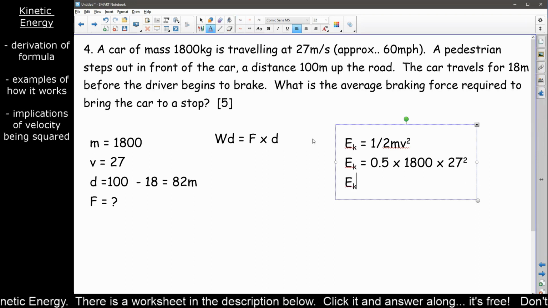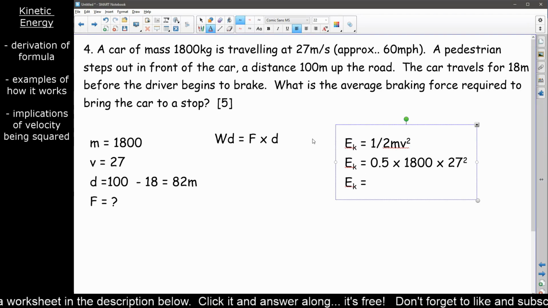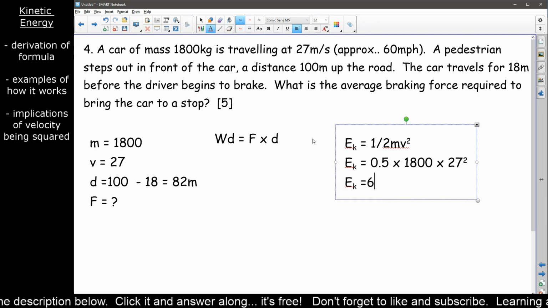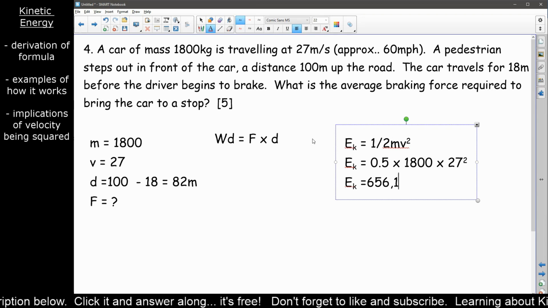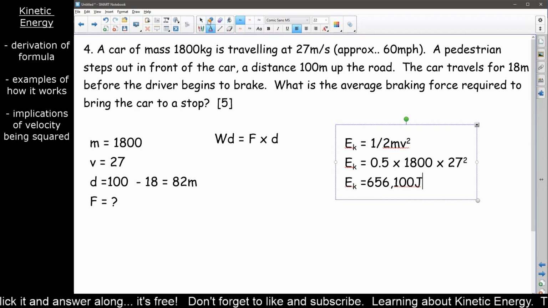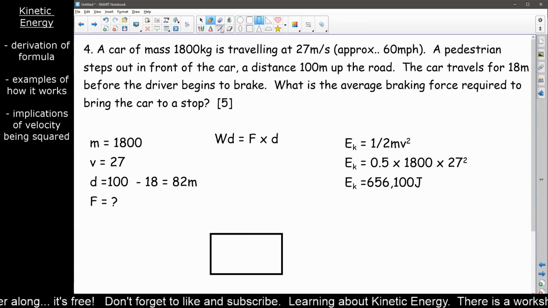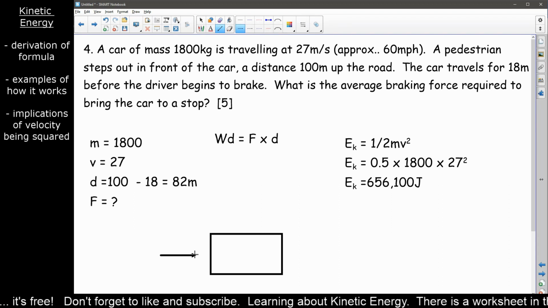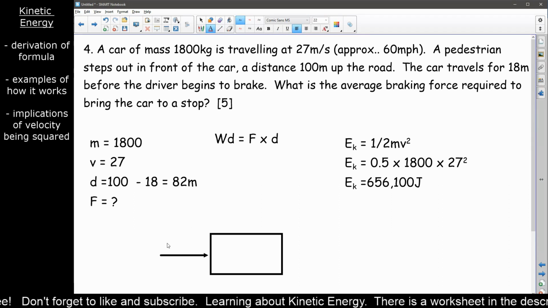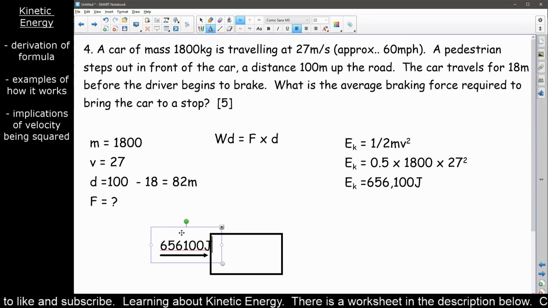Giving me a kinetic energy, once we grab our calculator and put in 0.5 multiplied by 1,800 multiplied by 27 squared. And remember, it's just the 27 that's squared. Giving you 656,100 joules of kinetic energy is what our car has. Right, now we're new to this concept, so let's draw ourselves a little box. So that means going into this whole situation, we have this much kinetic energy, 656,100 joules going in.